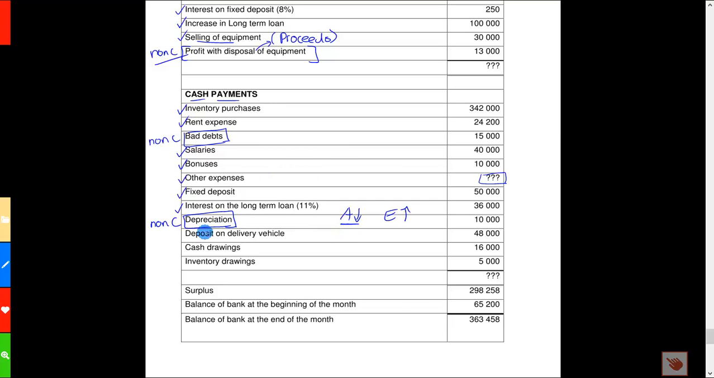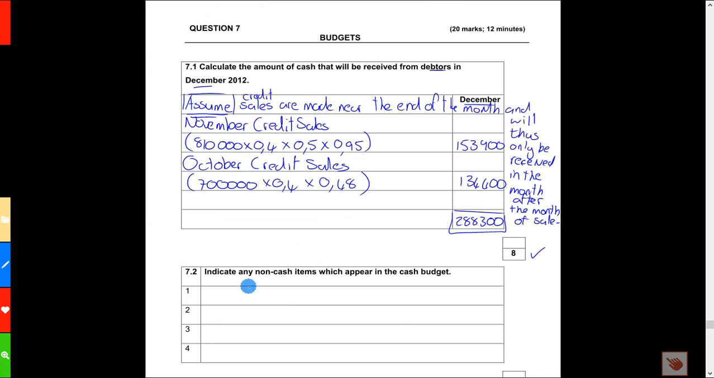Right, the deposit on the delivery vehicle, that would be a payment in cash. Cash drawings, that would be a cash effect because you're taking cash, so cash would be leaving the business. Inventory drawings, there is no movement of cash. So the question you need to ask yourself, did that item cause any movement in cash? All of the ticks is yes, but inventory drawings is when the owner takes inventory, trading stock, not taking cash as in this one, but they're taking inventory. So again, no cash movement here, so it'll also be a non-cash item. So any of those four would have been non-cash items, and you can put them down here.